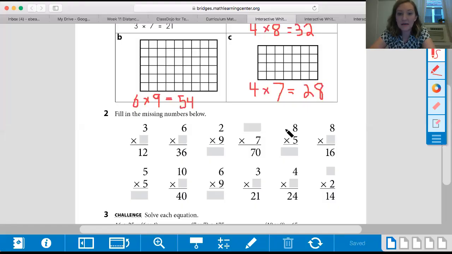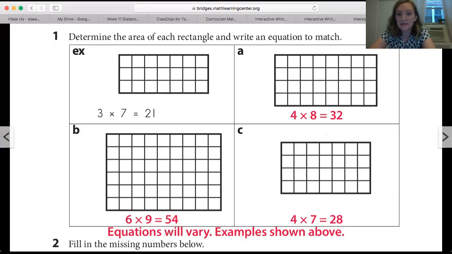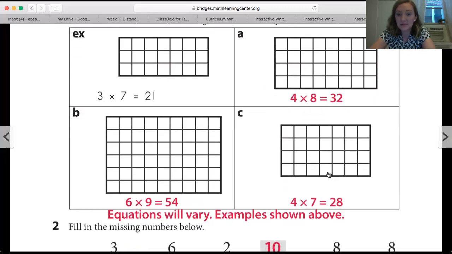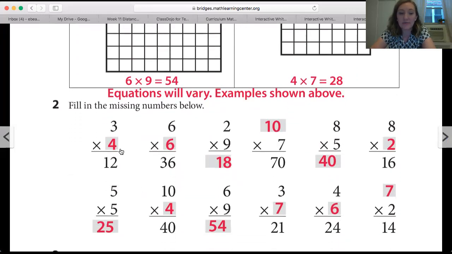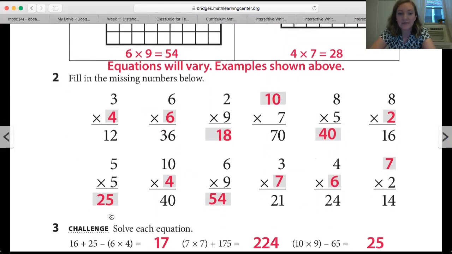Okay, so hopefully you finished those. I pulled up our answer key here. We did these ones correctly, 32, 54, 28. And then your answers here, you should have 4. 3 times 4 equals 12. You should have 6. 6 times 6 equals 36. 2 times 9 is 18. 10 times 7 is 70. 8 times 5 is 40. 8 times 2 is 16. 5 times 5 is 25. Okay, you should have those all filled out.